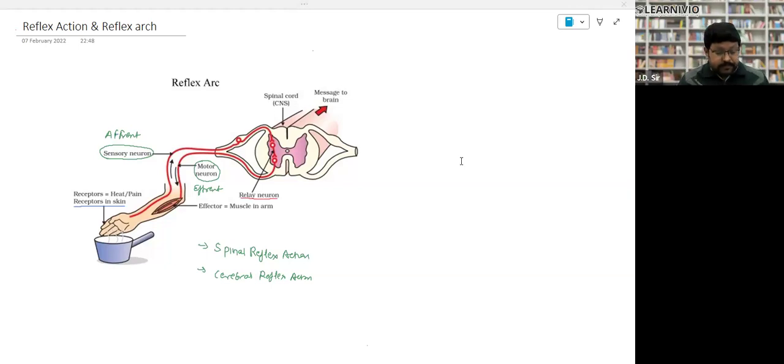Reflex action is a spontaneous, automatic, mechanical response to stimulus without the will of the animal. Full stop.